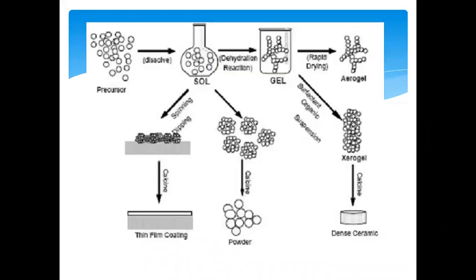So here you can see that the sol is getting converted to the gel, then to the aerogel, and then to dense ceramic. On the dense ceramic, it is deposited.